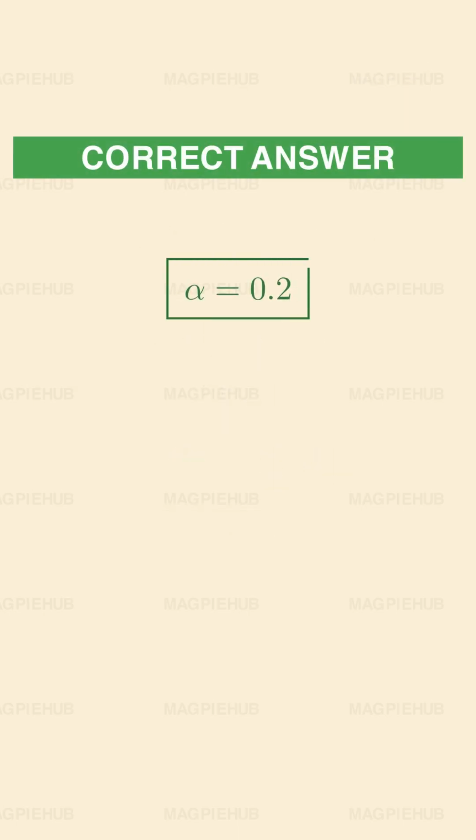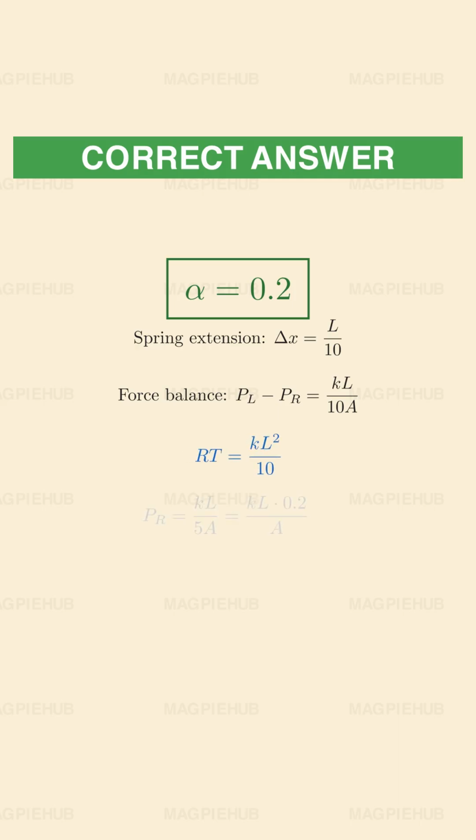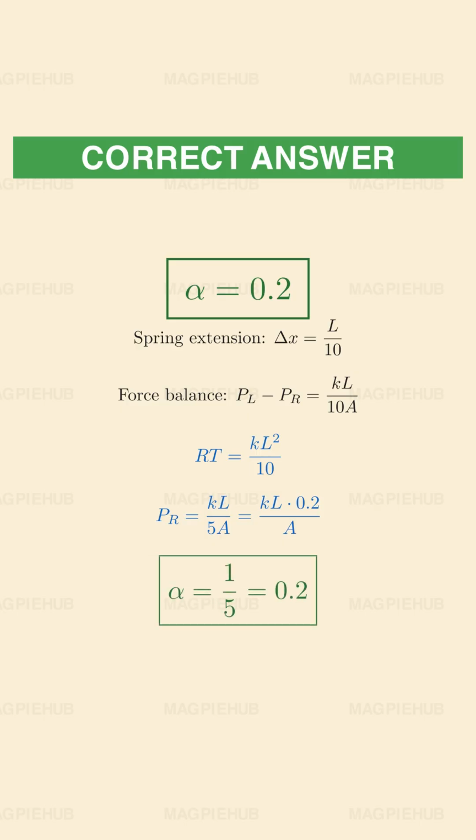The spring stretches by L/10, creating a force imbalance that allows the left gas with more moles to have higher pressure. Through the ideal gas law and force balance, we arrive at P right equals KL over 5A, giving us alpha equals 1/5, or 0.2.